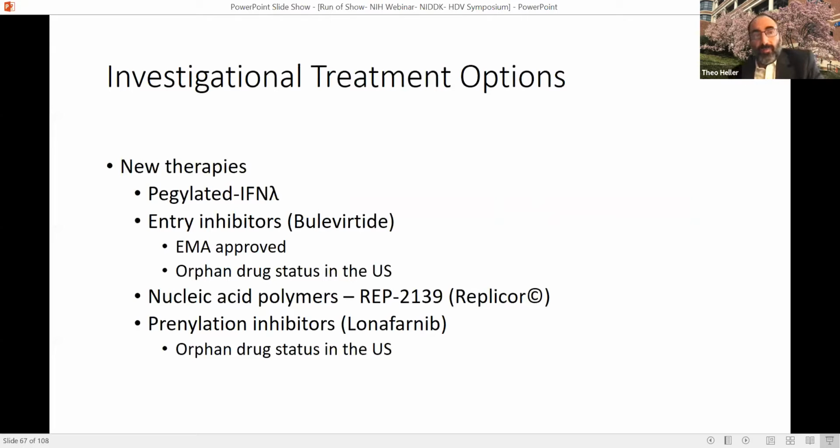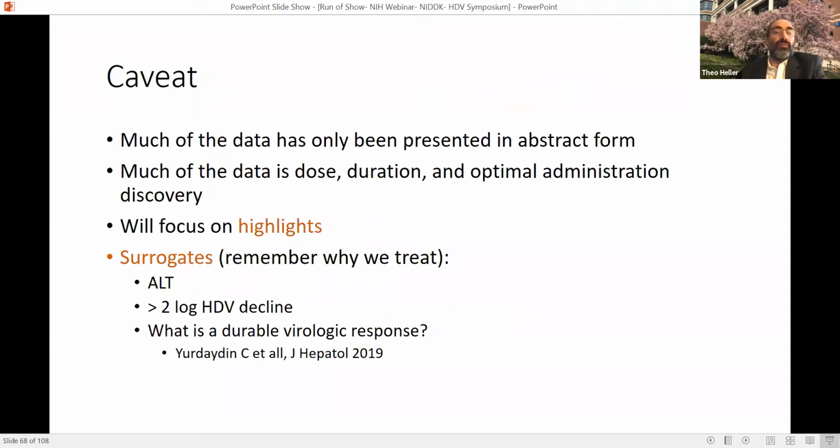So what are these experimental therapies that patients will be referred to? The first is interferon lambda, pegylated interferon lambda. The second is bulevirtide, which is now EMA approved and has orphan drug status in the US. The third are nucleic acid polymers. The published one is Rep 2139. And fourth, actually, prenylation inhibitors, lonafarnib, which has orphan drug status in the US. Next slide, please.